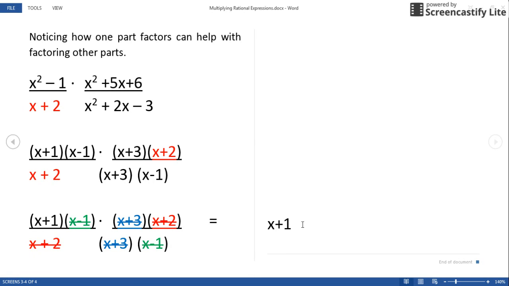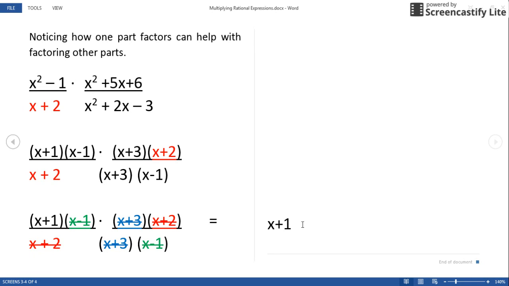Now, if we had been left with stuff just on the bottom, we can't leave a top of a fraction empty. You have to have a placeholder if that happens. So if the top is empty, stick a 1 up there as a placeholder. But if the bottom is empty, we don't have to do anything. We just put that as our answer.